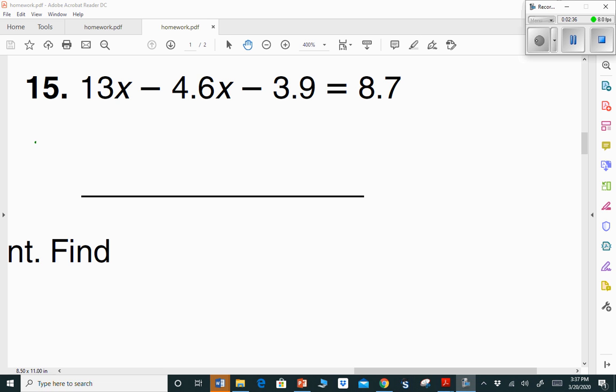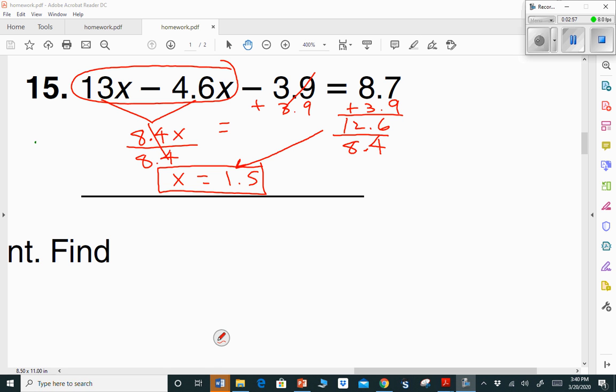I think we better do number 15 also. Go ahead and copy that. 13x minus 4.6x minus 3.9 equals 8.7. You go ahead and work that by yourself, pause the video, and turn it back on to check. And your answer is 1.5.